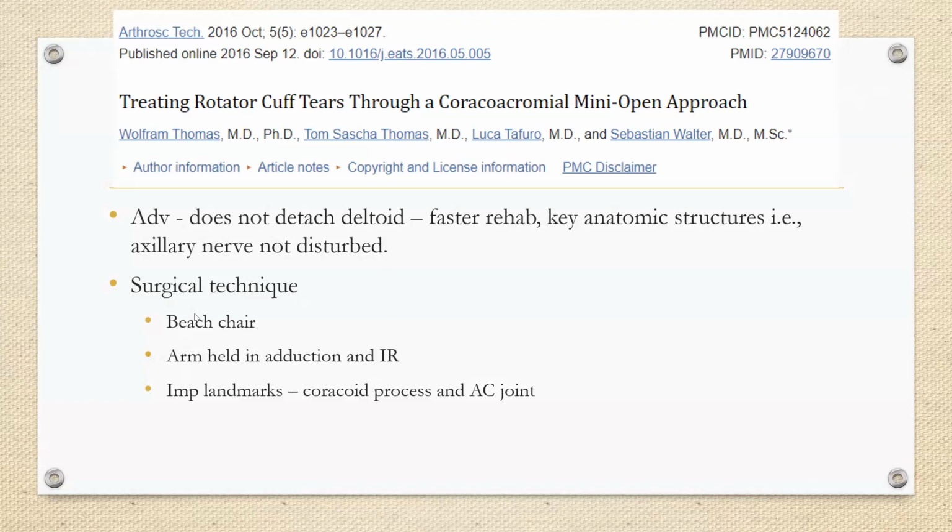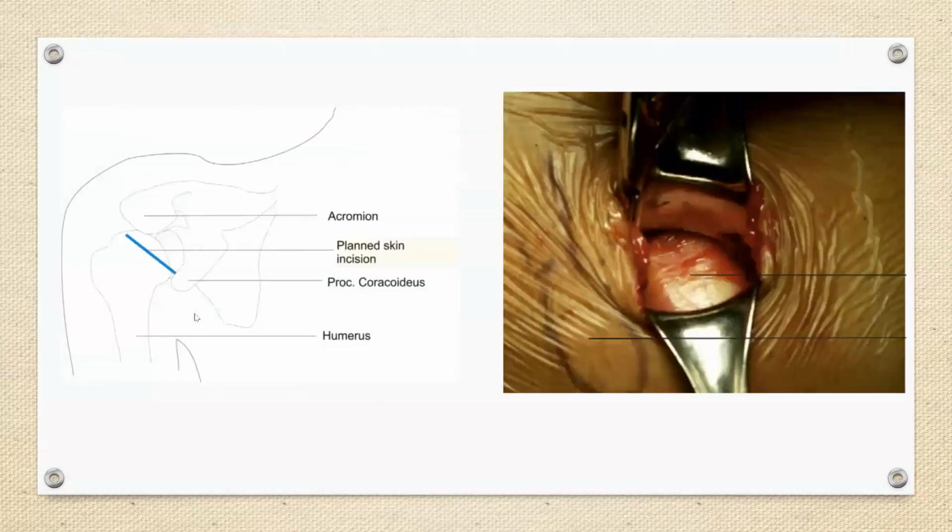The surgical technique is similar to the mini-open lateral extension technique. The patient is placed in a beach chair and the arm is held in adduction and internal rotation. As with any shoulder surgery, important landmarks are the AC joint and the coracoid process. With the arm in adduction and internal rotation, the skin incision is made directly from the tip of the anterior end of the acromion towards the coracoid process.